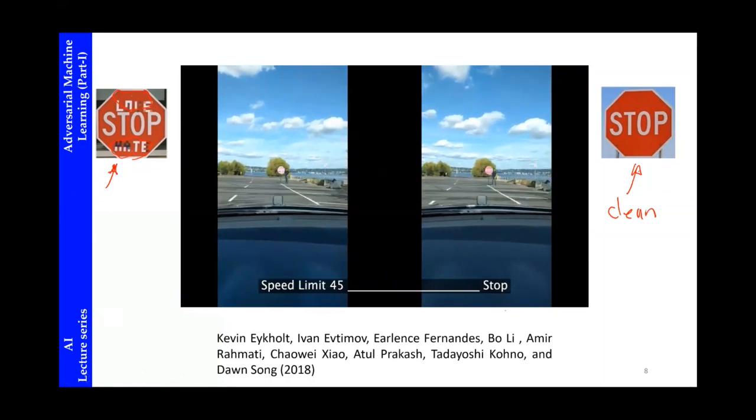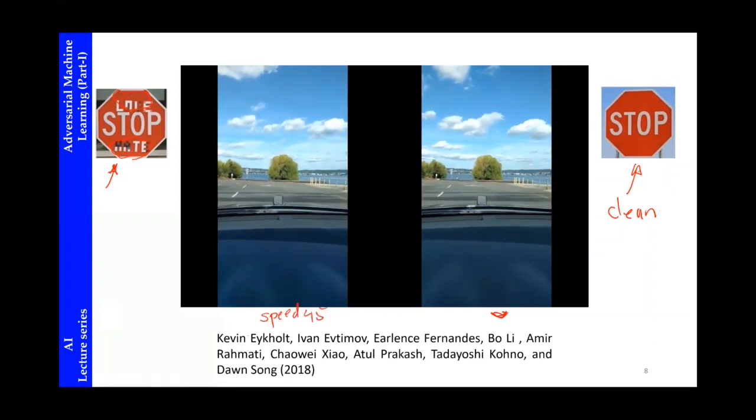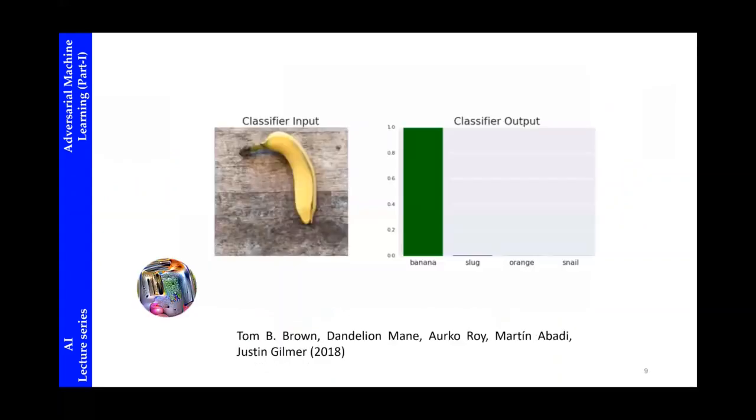Here you see that we have a stop sign, and we have a speed limit of 45 kilometers. The difference was that on the left side, we did not have a clean stop sign. This example is a research study performed by a group of researchers at Google.